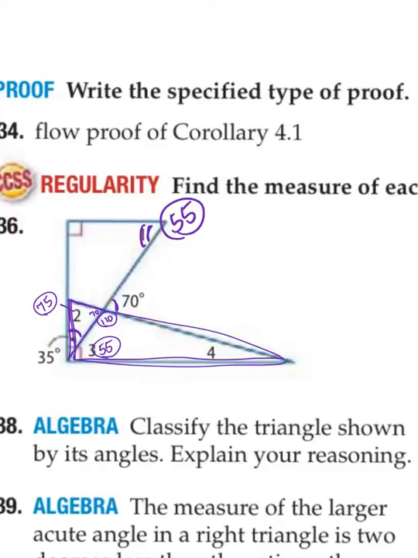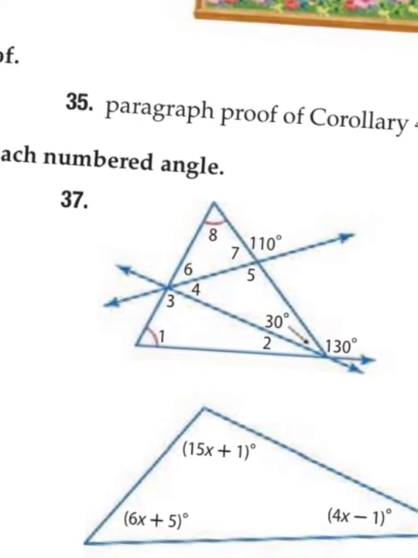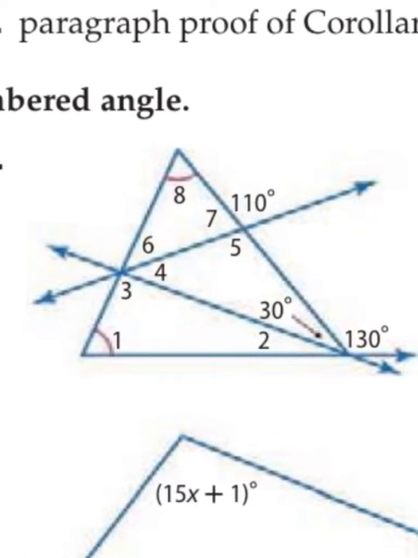Angle 2 and angle 4 have to be complementary, so 90 minus 75 leaves 15 degrees for angle 4. Okay, again, we have a lot of correct ways to do this. Let's look at 37. Okay, now notice how 1 and 8 are equal to each other. 1 and 8 are also the remote interior angles for this 130 degrees out here.